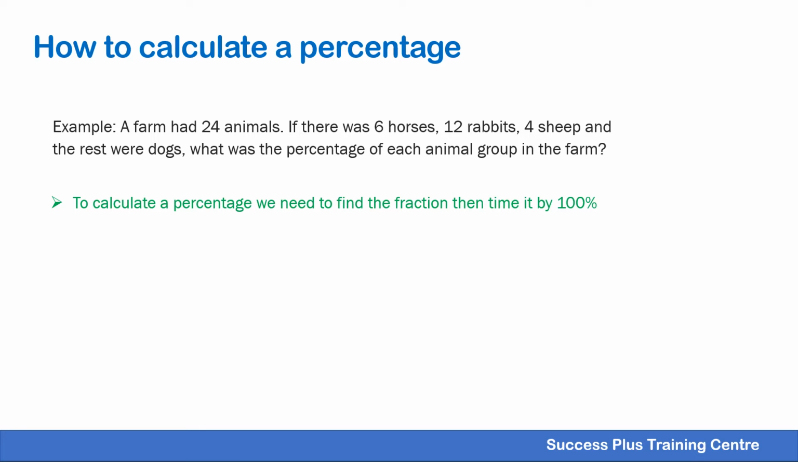A farm had 24 animals. If there were 6 horses, 12 rabbits, 4 sheep, and the rest were dogs, what was the percentage of each animal group in the farm? Pause the video and have a go.